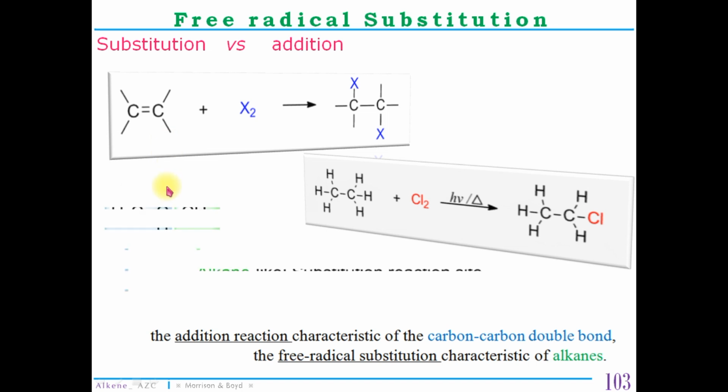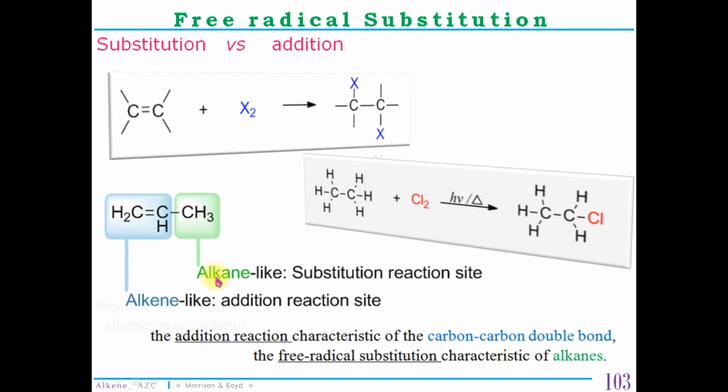So at that time this alkyl group has susceptibility for substitution reaction, and here the alkene gives the addition reaction. So in such an alkene both addition and substitution reaction sites are there. Therefore, besides the addition reaction which is characteristic of alkene, the alkene may undergo free radical substitution reaction.